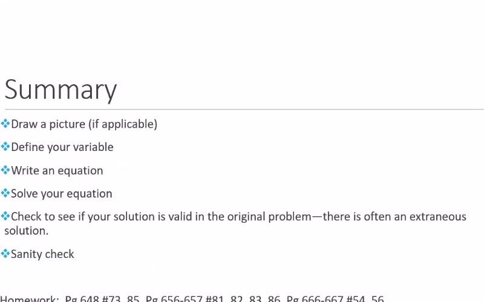All right, so summary: draw a picture if applicable, define your variable, write an equation, solve the equation, and then check to see if your solution is valid in the original problem. See if there's an extraneous solution, like if there's a negative and you're talking about the length or width of a rectangle, then that's not going to work. So, all right, and then sanity check.